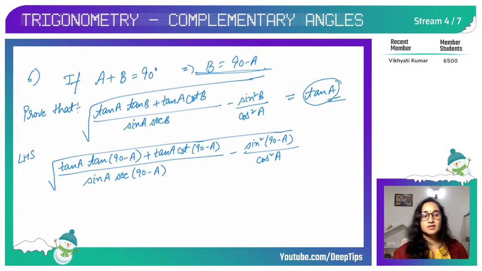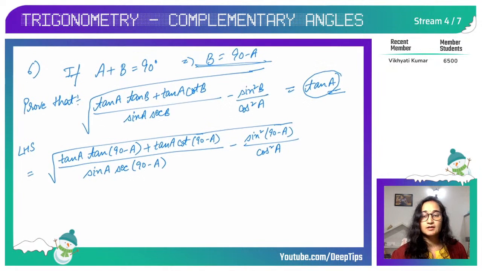So this is basically a very simple question. The only thing is children get scared looking at the square root. If you know the method, if you know the trick of how to go about this question, you will just finish it in 2 to 3 minutes and 4 marks are all yours.